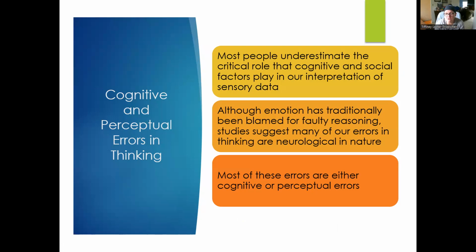Emotion is often blamed for errors in our interpretation. Going back to the War of the Worlds thing, historically, we would blame people's emotional state for those errors. I smelled the poisonous gas. You're letting your emotions get the best of you. You were in this emotional state before you heard the program, and that's why it led to that. We blamed it on emotions. But studies actually suggest that a lot of our errors in thinking are neurological in nature. They are either cognitive or perceptual errors for the most part.